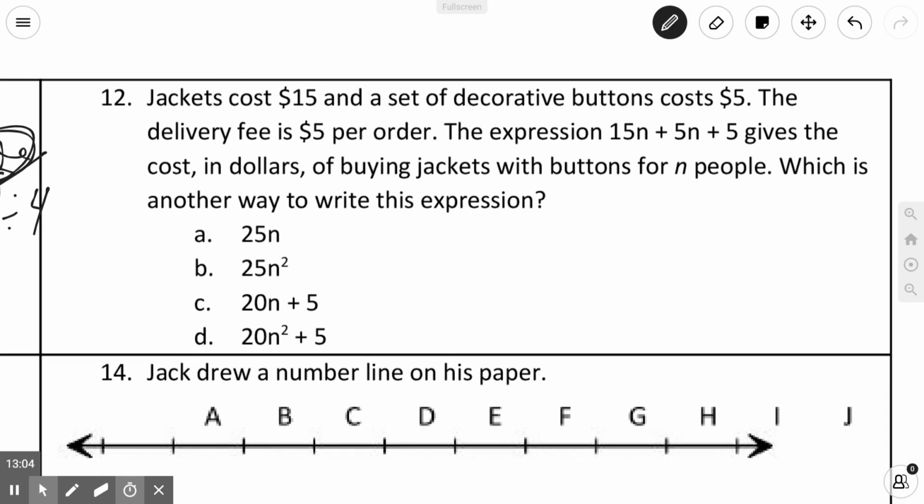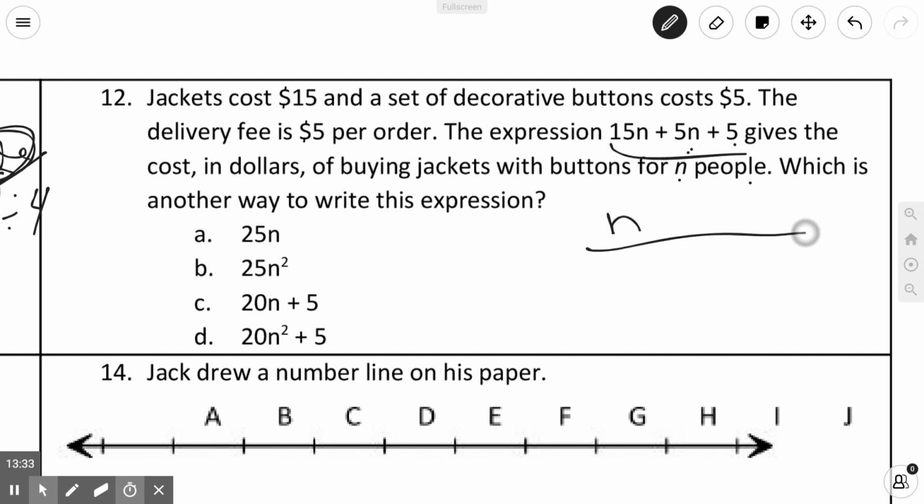Question 11, jackets cost $15 and a set of decorative buttons cost $5. The delivery fee is $5 per order. The expression 15N plus 5N plus 5 gives the cost of buying jackets with buttons for N people, which is another way to write the expression. So another way to write this, I've got 15N plus 5N plus 5.